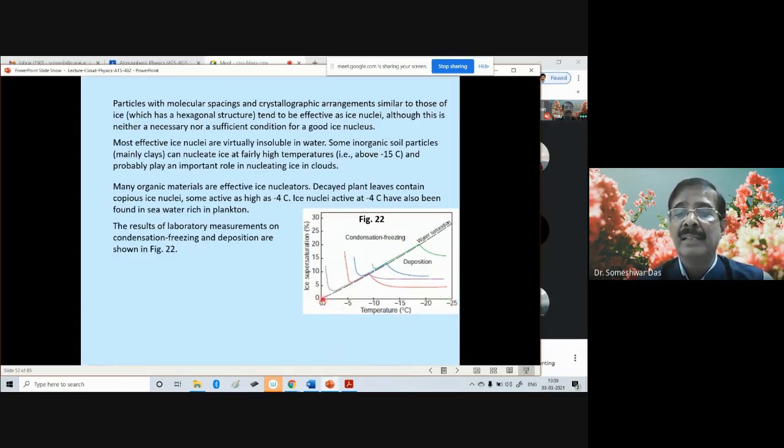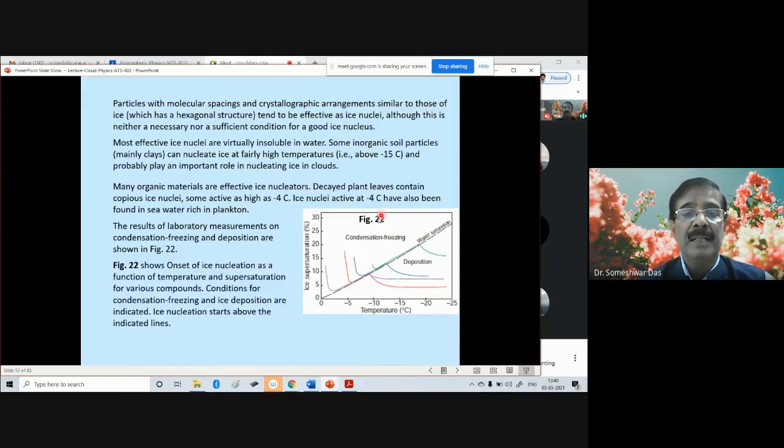Okay, and this line is showing how the presence of different types of ice nuclei plays a role in the formation of ice particles, depending upon the temperature and the supersaturation with respect to ice. So accordingly, for a certain temperature and a certain supersaturation, there can be condensation freezing, deposition, or water saturation. This figure shows the onset of ice nucleation as a function of temperature and supersaturation for various compounds.